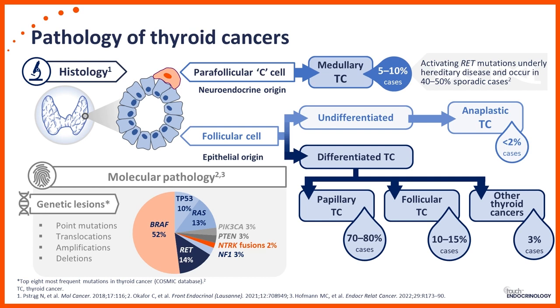So the molecular pathology of these is pretty well characterized. BRAF mutations occur in about 50% of differentiated thyroid cancers, and to a lesser extent, we see other types like RAS or RET and NTRK fusions. RET alterations are usually fusions in this case. RAS can also be seen in differentiated thyroid cancer.